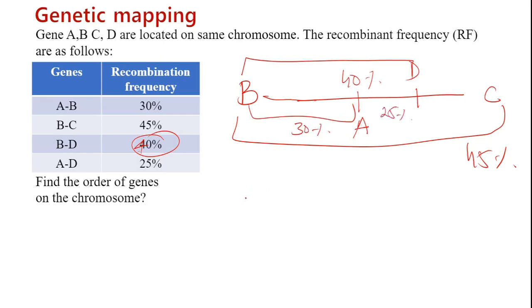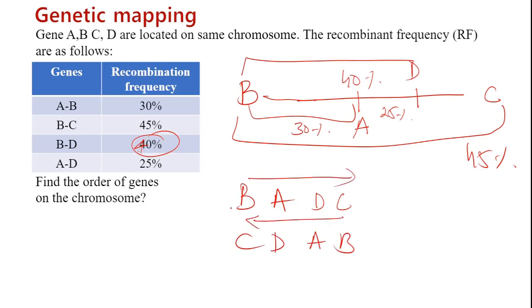So this is the combination of the genes on the chromosome: B, A, D, C, or C, D, A, B. So this is vice versa. Like this or like this, the combination will be there. This is the arrangement of genes on the chromosome.